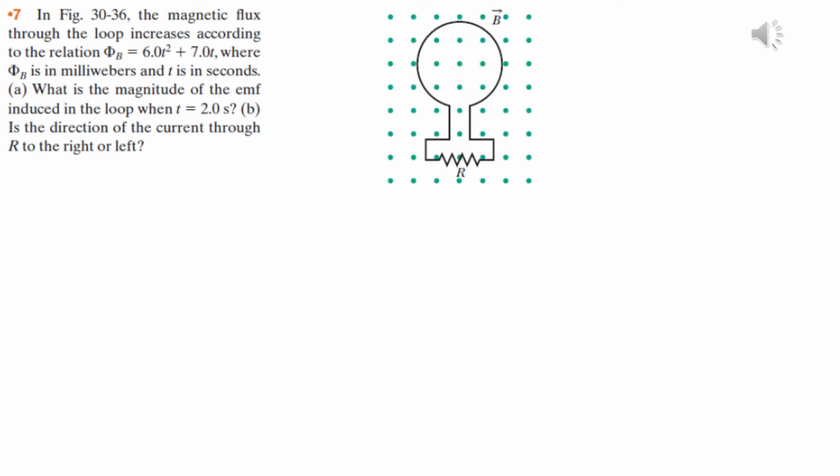In this problem, they are giving you the figure where B external is given as a point, meaning it is pointing toward you, so B is going out of the page. Now, the flux is given as a function of time, 6t squared plus 7t, where phi B, the flux, is given in milliwebers and t is in seconds. And question A is, what is the magnitude of the EMF induced in the loop when t is equal to 2 seconds? So first you have to find the magnitude of the EMF, then you replace the time by its value.